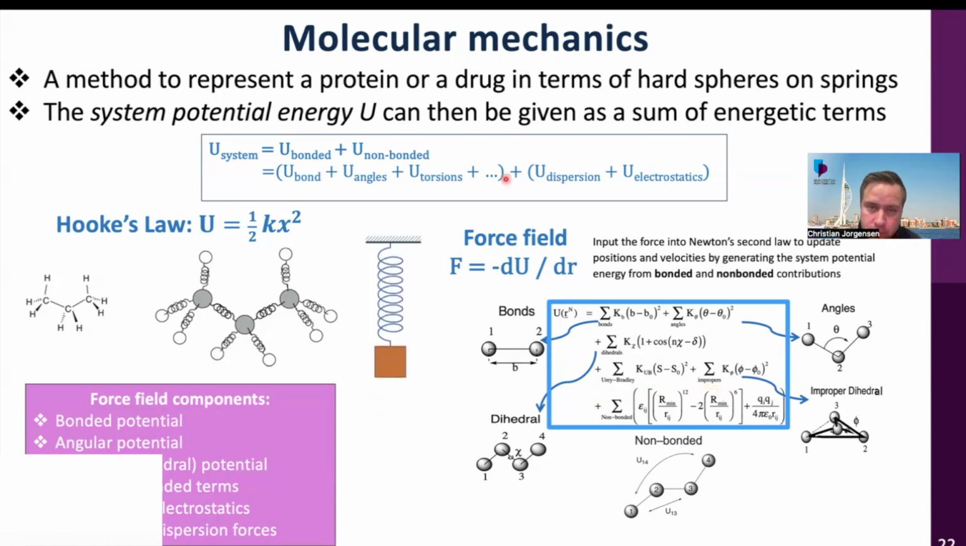And then you have the non-bonded terms here, known as dispersion and electrostatic terms. So the dispersion term is this one. You can find this in Atkins physical chemistry if you want to learn more. But it's effectively called the 12-6 potential. So it has a repulsive and an attractive term.